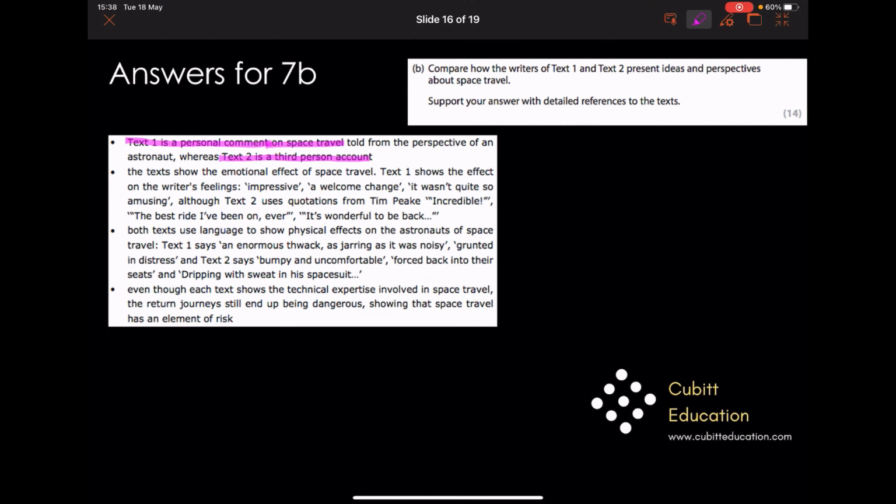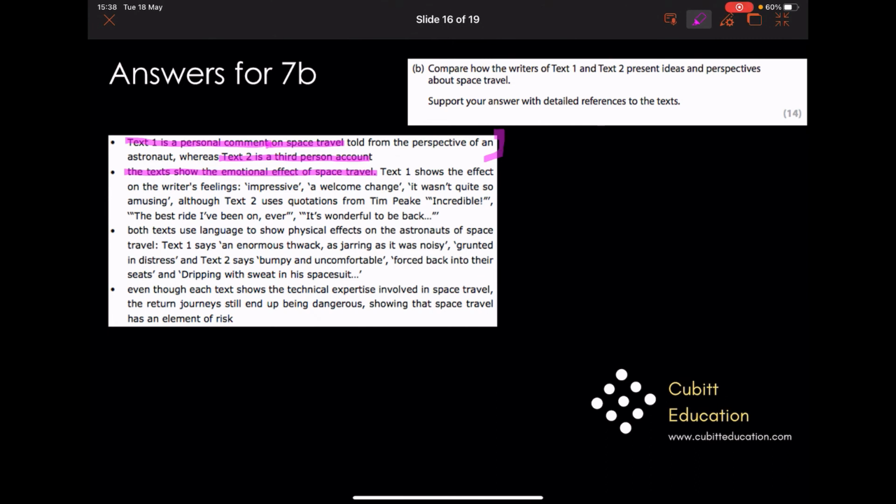Or, moving on to another example, the texts show the emotional effect of space travel. Text 1 shows the effect on the writer's feelings: "It's impressive, a welcome change. It wasn't quite so amusing." Although text 2 uses quotations from Tim Peake: "Incredible, the best ride I've been on ever. It's wonderful to be back." Okay, so that's a really good example there. So again, just be careful with this first one, a little bit too vague. You might want to add some evidence.